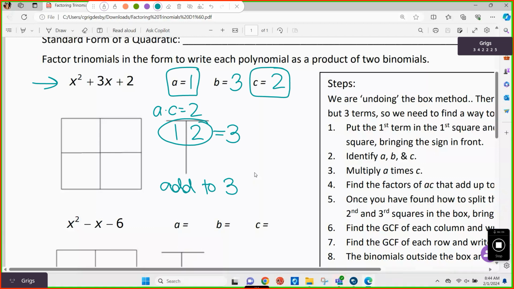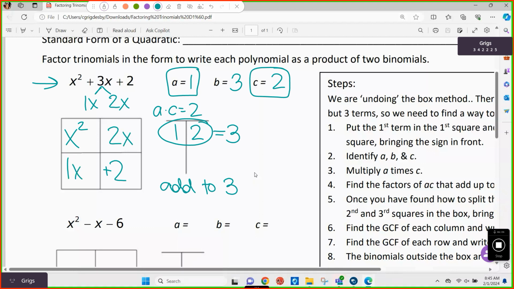All right. So now if I'm placing them in my box, first term goes where? The first box. First term goes in first box. Last term goes into last box. And now what I've done is I've taken 3x and I've split it. I said 3x splits to become 1x and 2x. Yes?